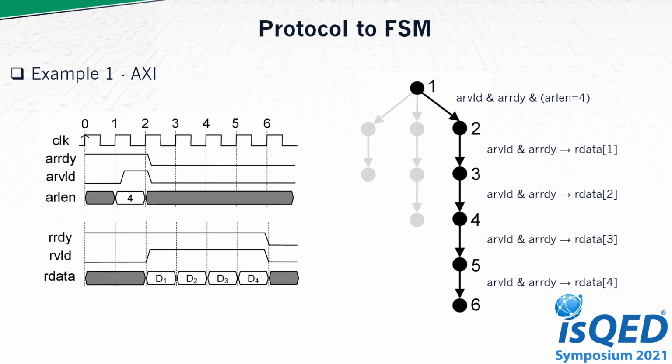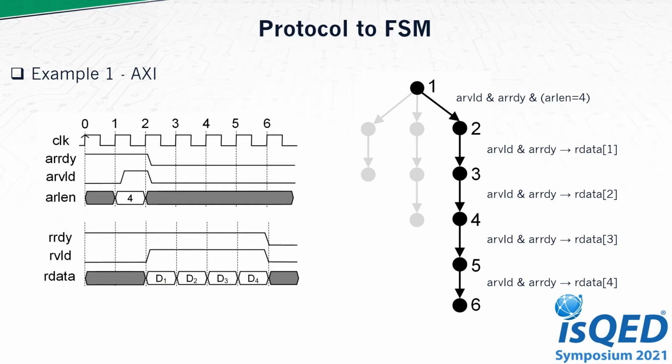In our state machine, the states simply keep track of what part of the protocol we are in. The edges contain conditions for state transitions as well as the data transactions that occur. So to transition from state 1 to state 2, we need valid and ready to be high and ARLen to be 4. If ARLen had been 1 or 2, we could have transitioned to one of the grayed out states.